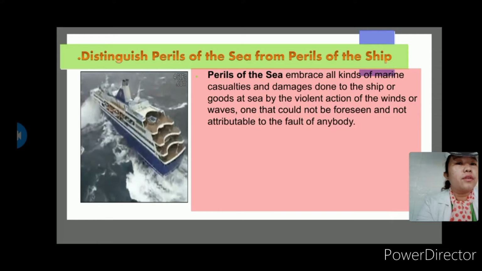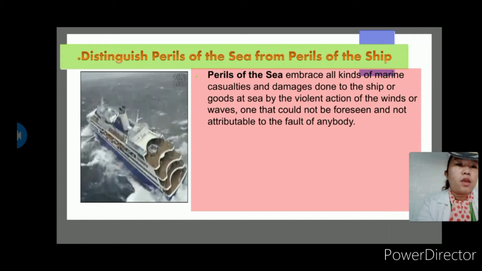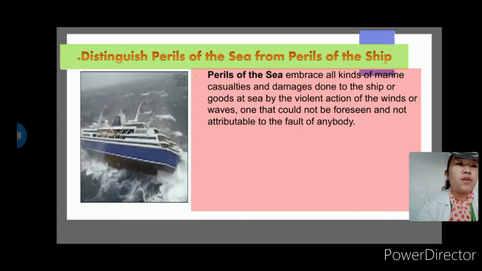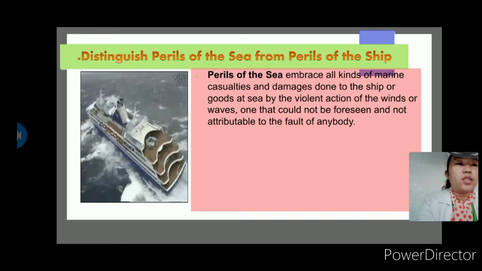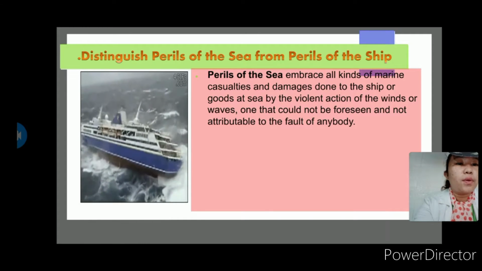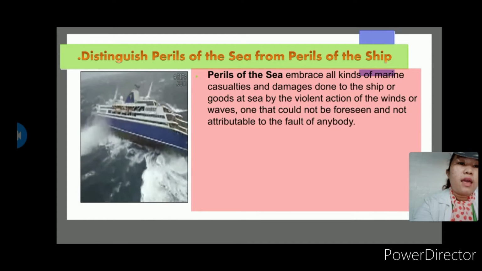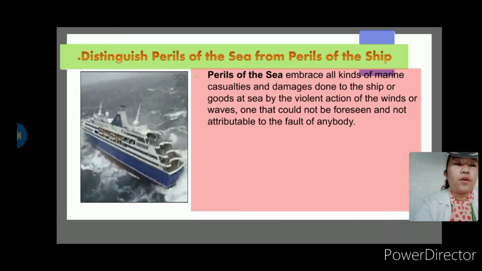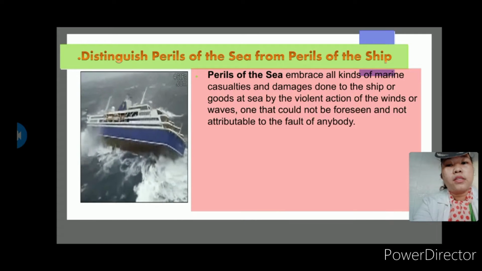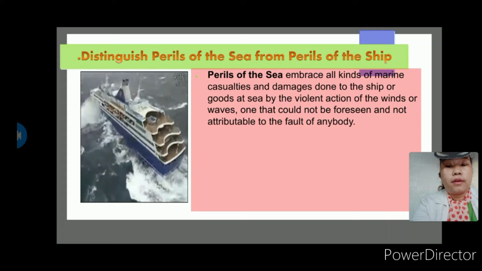Now let's go to the distinguishment of perils of the sea from perils of the ship. When we say perils of the sea, it embraces all kinds of marine casualty and damages done to ship or goods at sea by violent action of the winds or waves, one that could not be foreseen and not attributable to the fault of anybody. So basically, the perils covered under ocean marine insurance are the perils of the sea.